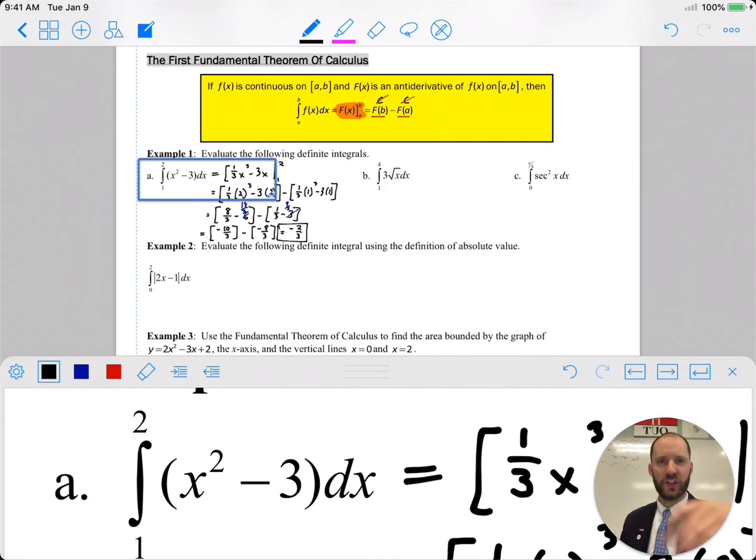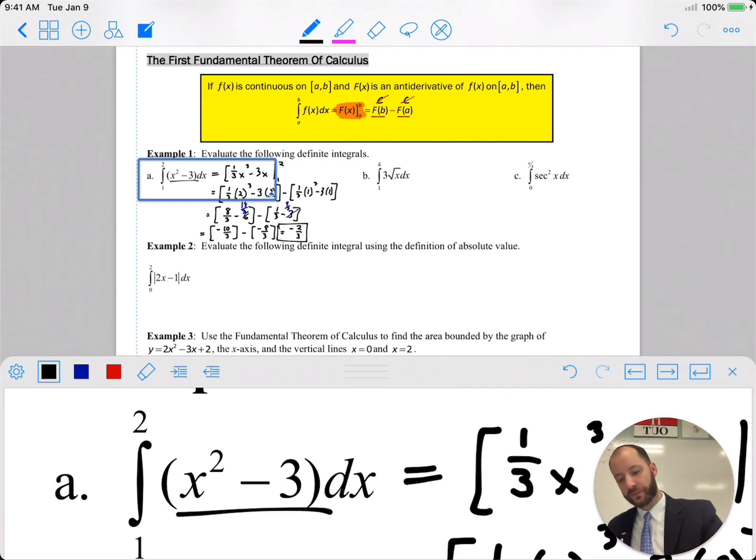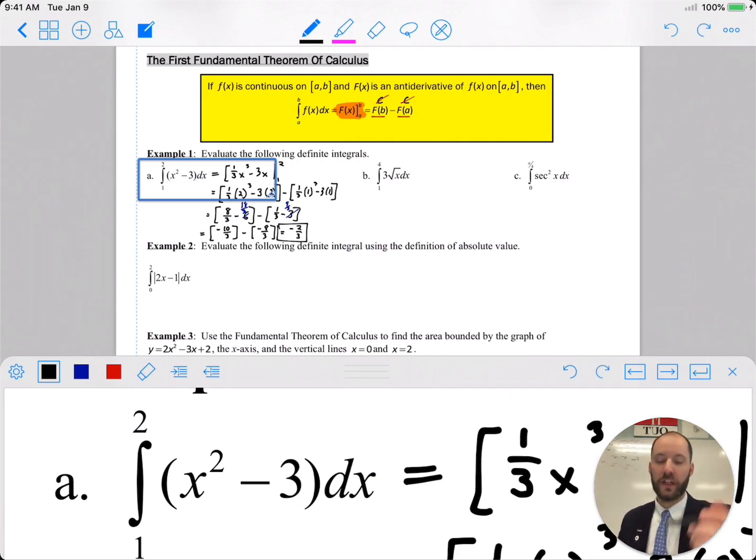So we can initially see that the majority of the area of this function from 1 to 2 is below the x-axis. The majority of the area is below the x-axis, giving us negatives.